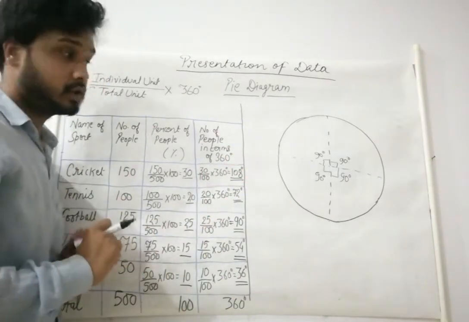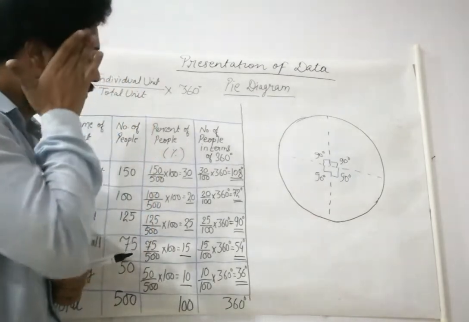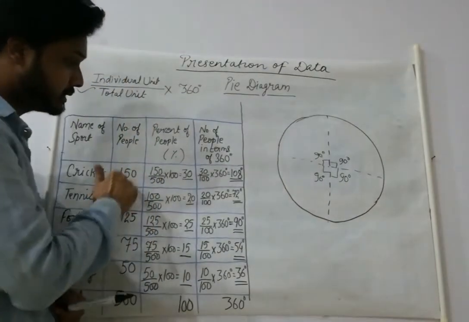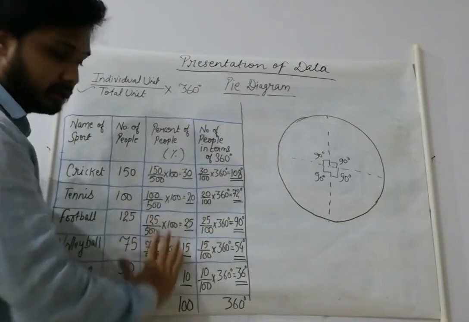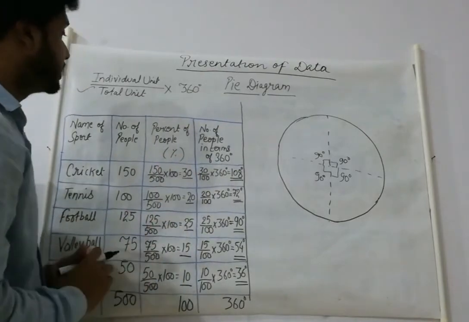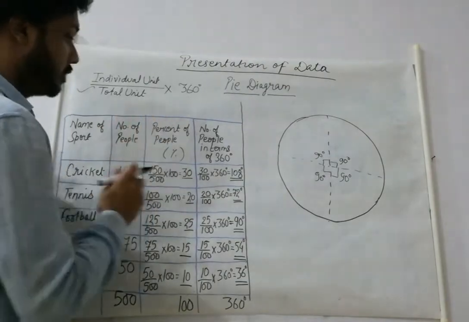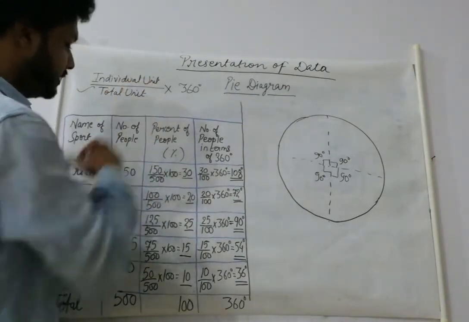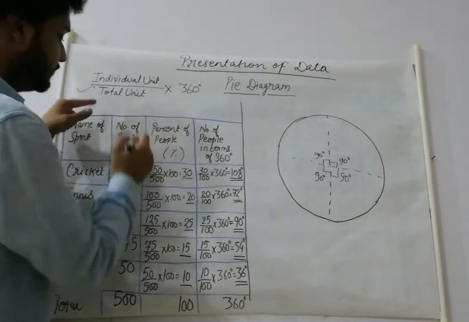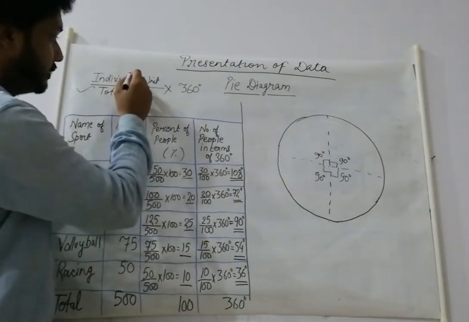The second thing, students, as I told, is that if you want to convert directly into degrees without converting into percentage, then also your formula will be the same. How you can do it: individual unit 150, so just write 150 here.